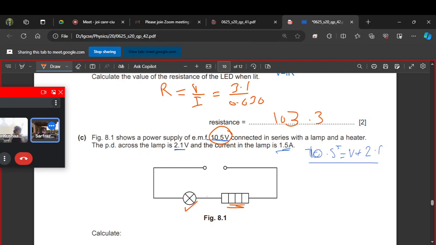The potential difference across the lamp is 2.1 volt, and the current in the lamp is 1.5 ampere. This is the lamp, here the voltage is 2.1 volt and the current is 1.5 ampere. And this is the heater, and here you have a battery of 10.5 volt. Now move to the question.